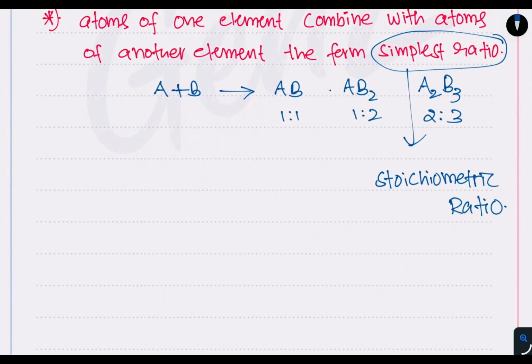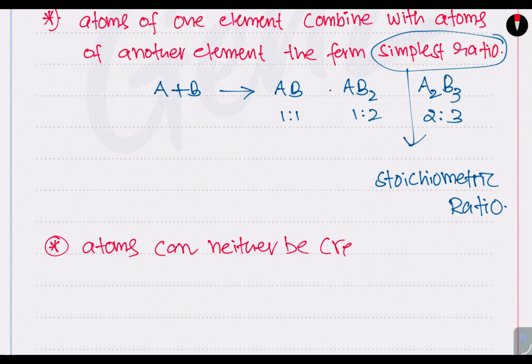And one more point given by Dalton is that atoms can neither be created nor be destroyed. So these are the four postulates given by Dalton.